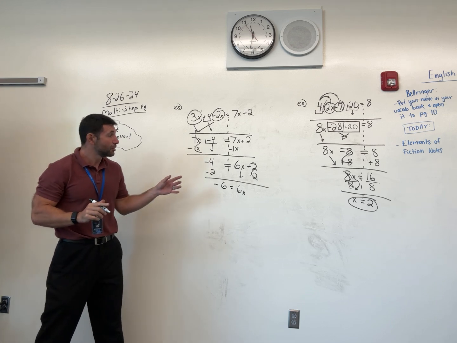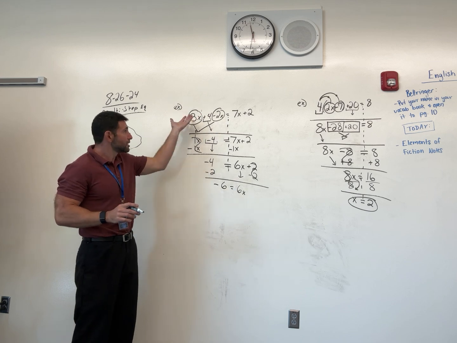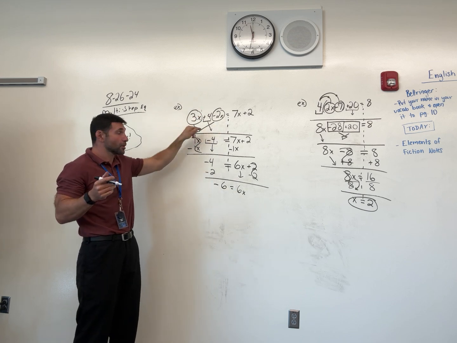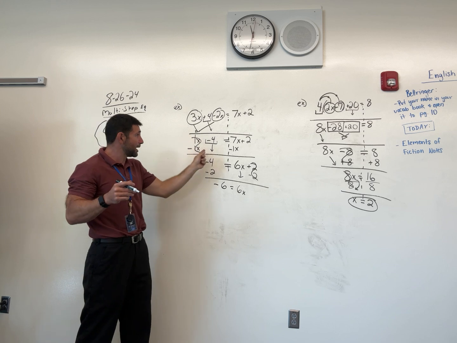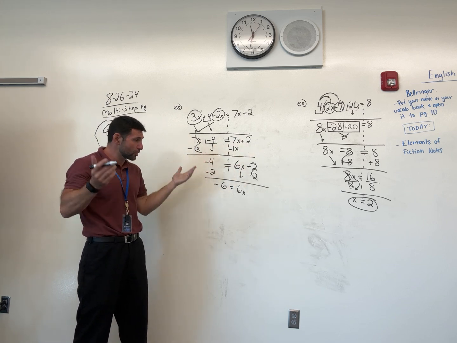Okay? So, we've gone through the steps. Let's look at this again. Find the balance point. Distribute if needed, we didn't. Combine like terms on the same side. Combine variables on opposite sides. Combine constants. Esther, what are we going to do?